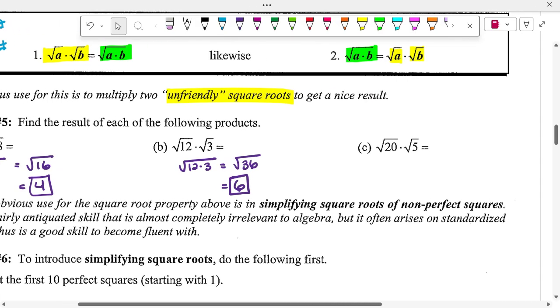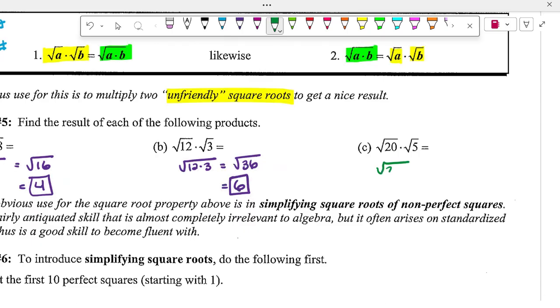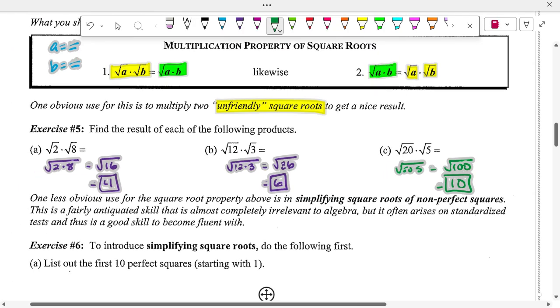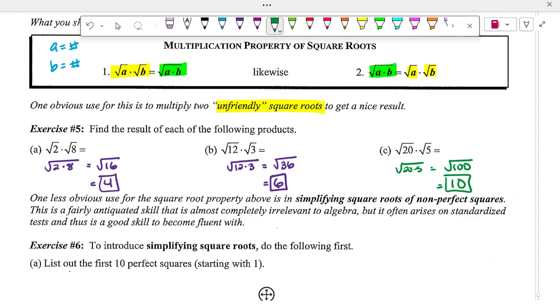This one. So 20 times 5, square root of 100, which is what? 10. Now, do we have to rewrite it like this every time? No. You could just do 20 times 5, just know it's the square root of 100, not 100, and then equal to 10.